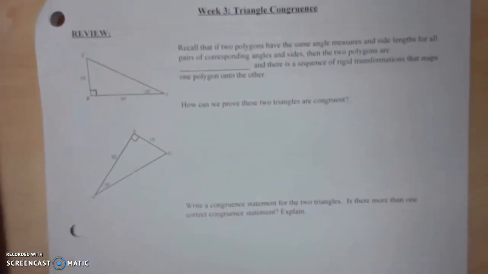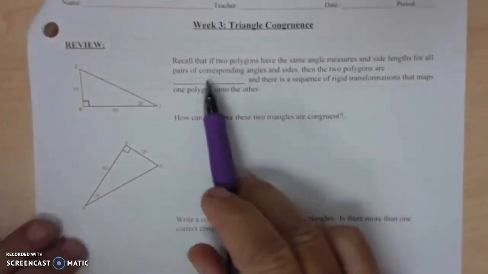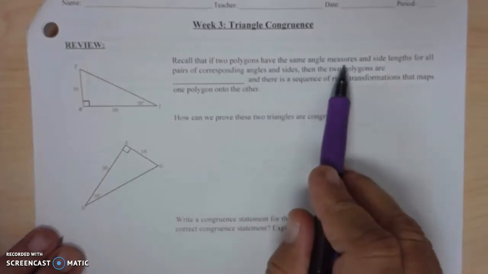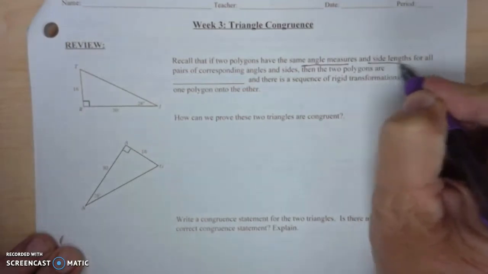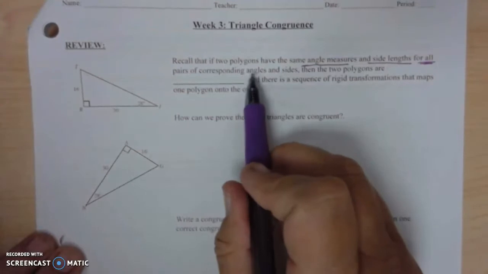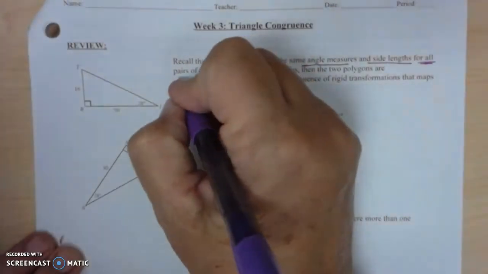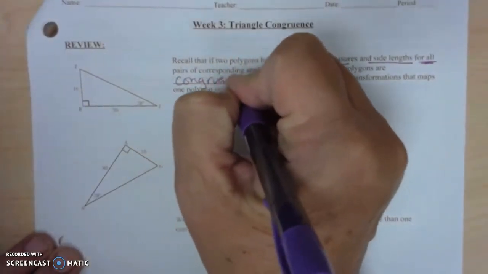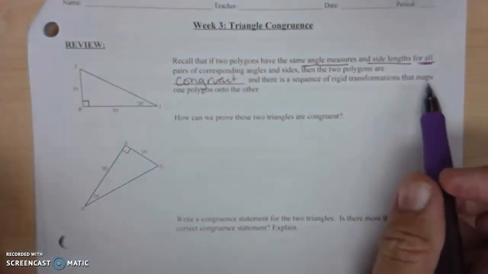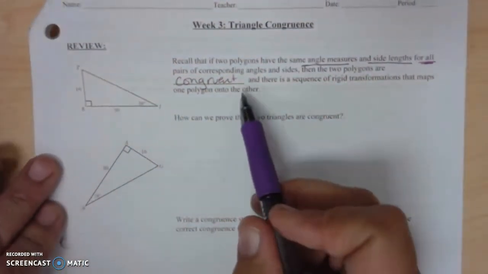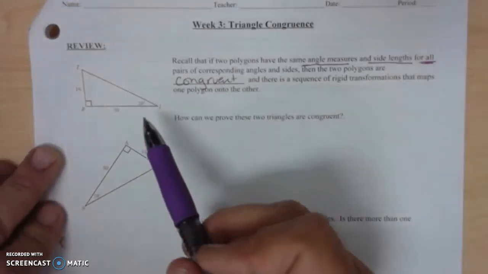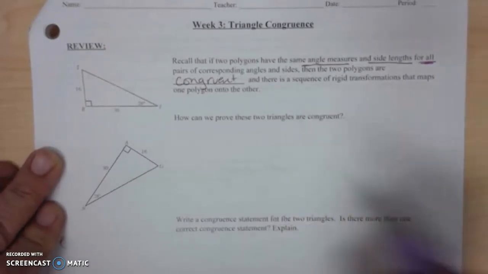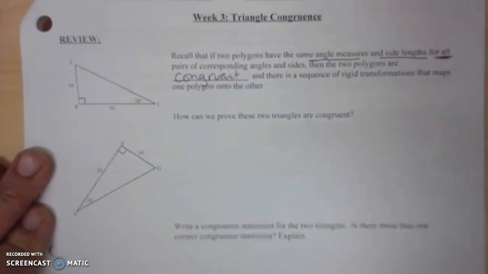We're now going to talk about triangle congruence. We have to remember that if two polygons have the same angle measures and side lengths, so same angles and same side lengths for all of the corresponding pairs of angles and sides, then the two polygons are congruent. Okay, and there's a sequence of rigid transformations that maps one polygon onto the other. So that means that if every side is the same and every angle is the same, then the two triangles are congruent. So we have to test everything.